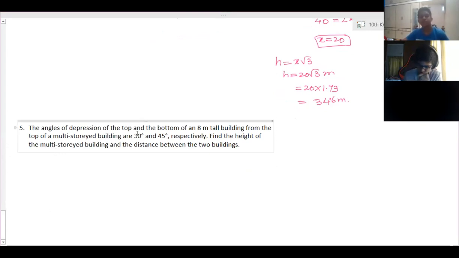The angle of depression of the top and bottom of an 8-meter tall building from the top of a multi-story building are 30 degrees and 45 degrees. So both top and bottom are at depression. That means the multi-story building is at a higher height, more height, right? Because looking from the top of that building, the second building, this 8-meter tall building, will be at depression. Both top and bottom are at depressions.